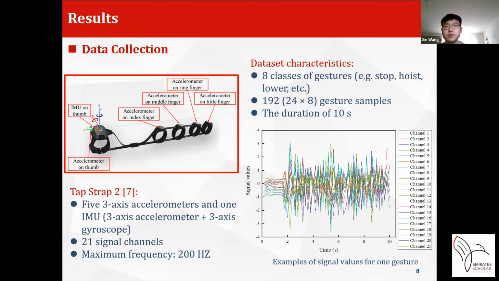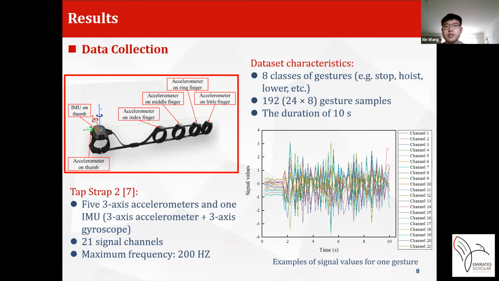The next part is the results of this study. To create the data set, a Myo-type strap 2 is selected as the wearable sensor. There are 5 3-axis accelerometers and 1 IMU in the sensor. So there are a total of 21 signal channels captured by the sensor. The maximum frequency could reach up to 200 Hz.